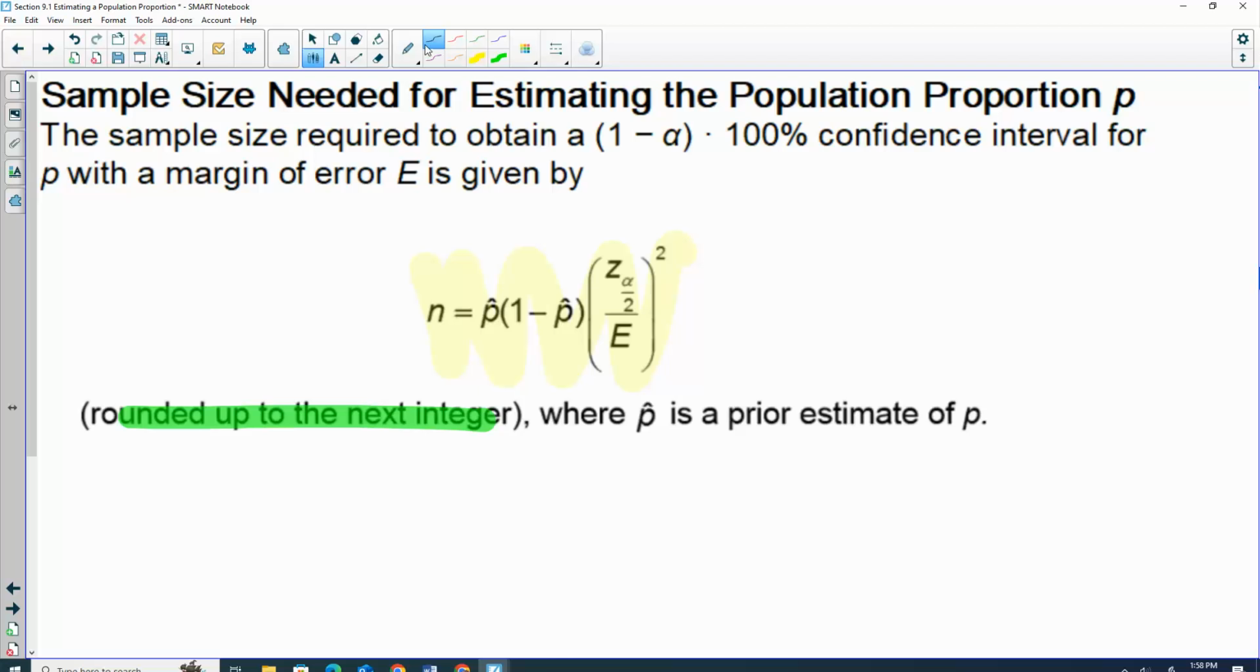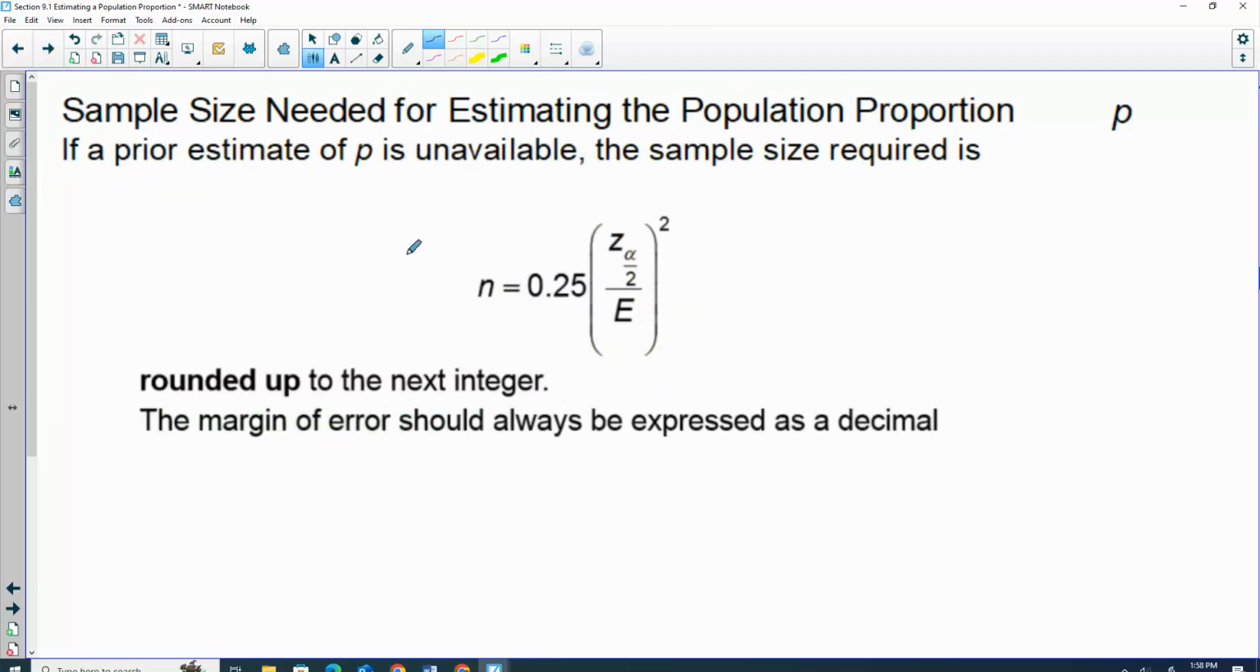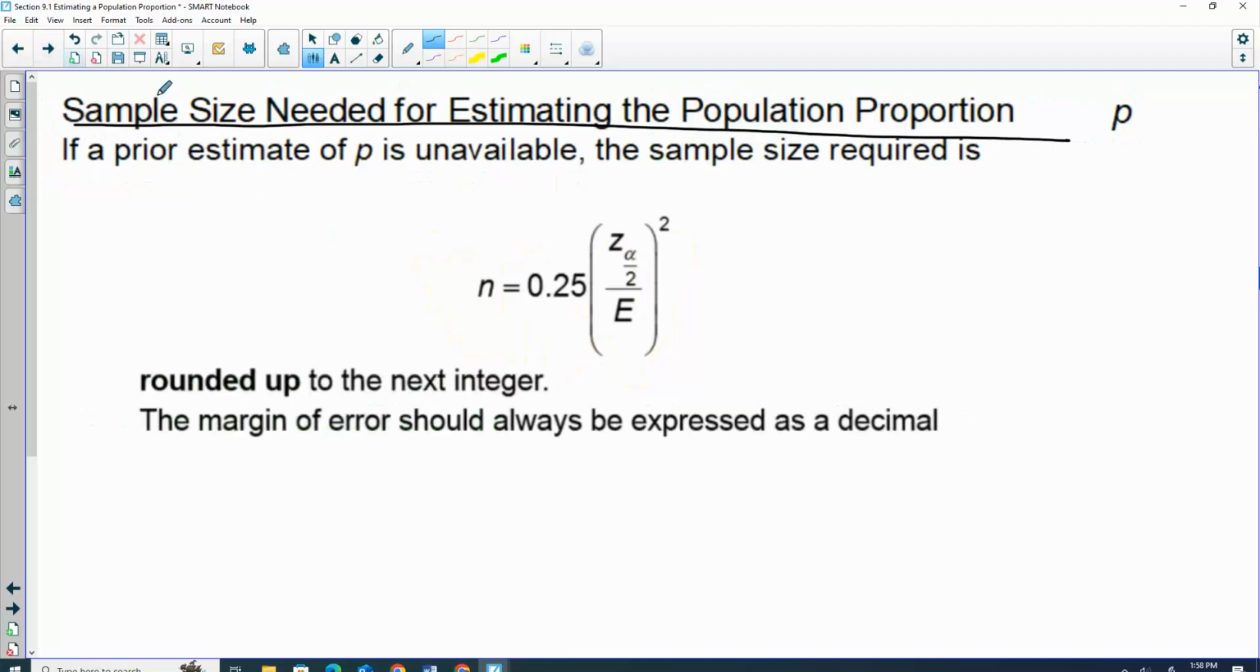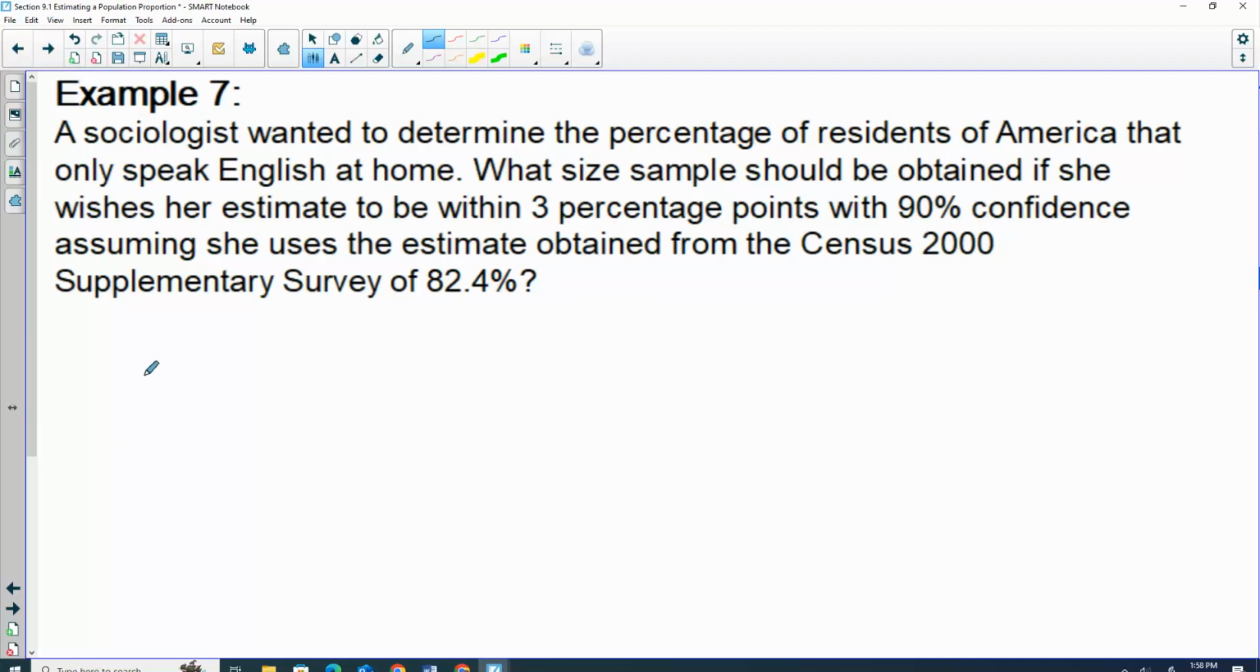This is directly from your formula sheet. If you look in chapter 9, we have the confidence interval column. The column to the right is the sample size. So this is that first formula there. And we have a second one. The difference is this first one we use if we have p hat, if we have some survey data. The second one we use if we don't have a p hat. Both of those are on the formula sheet. So we'll try one of each of those and then I am done.